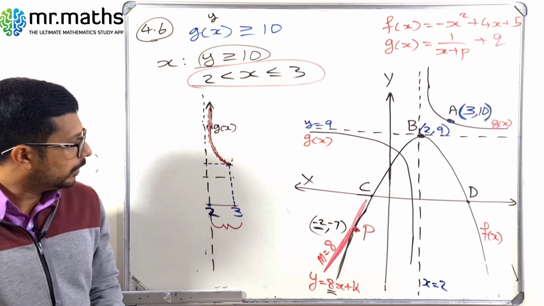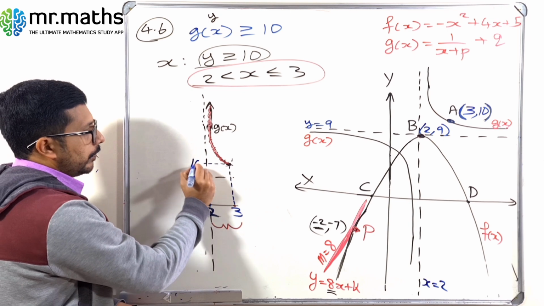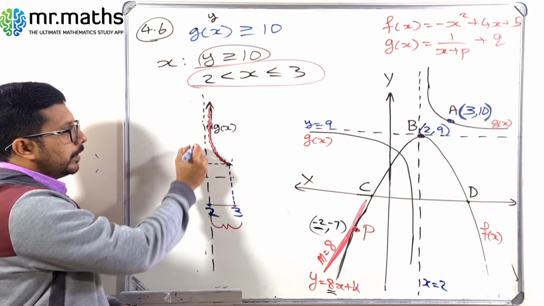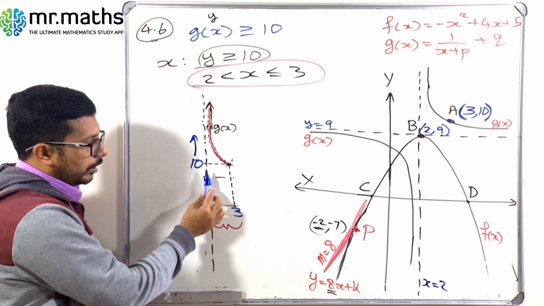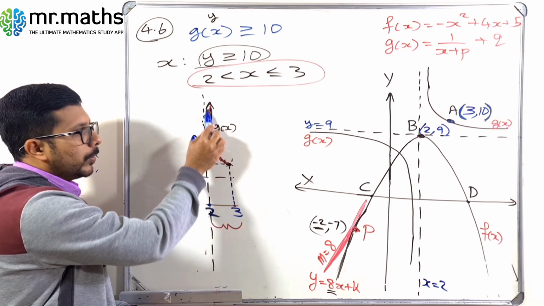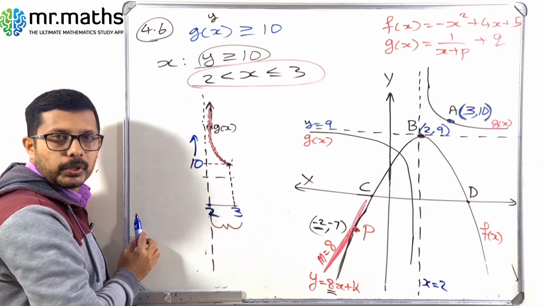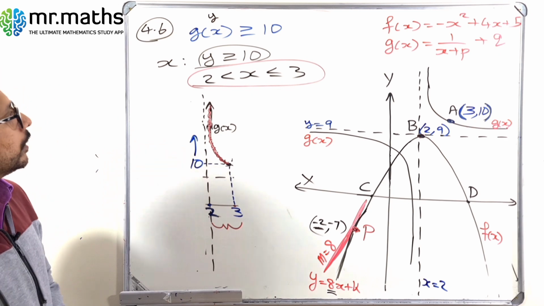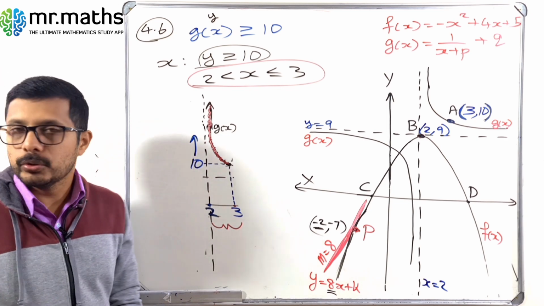Can you see that here, what is the y value? 10. So y greater than 10 means this part. What is the corresponding x values? X values, we are talking based on the graph. Okay, so the x value lies between 2 and 3. That is 2 less than x less than or equal to 3. Okay, so that is 4.6.1. Now let's move to 4.6.2.